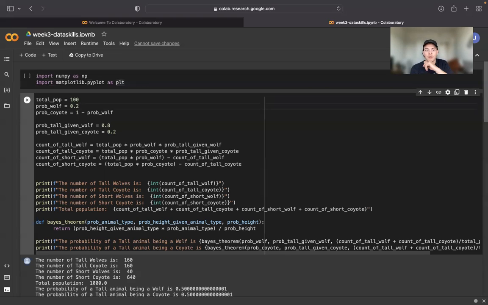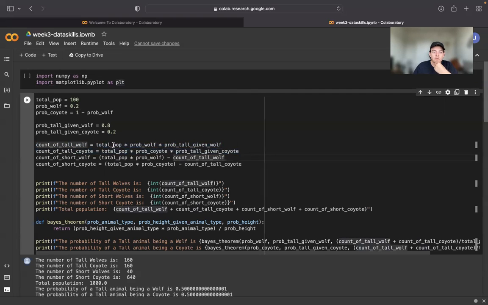Again, we're just enumerating some facts. How do we get the 4 elements in our table? The tall wolf, short wolf, tall coyote, short coyote. We just take the total population times the probability of our animal type times the probability of tall given the animal type, or probability of short given the animal type. And so you can see that we've got count of tall wolves is equal to total population times the wolf probability times probability of tall given wolf. Similarly, we've got the coyotes.